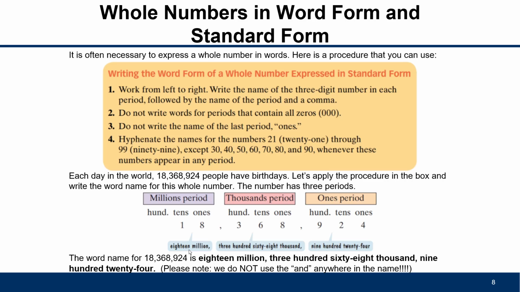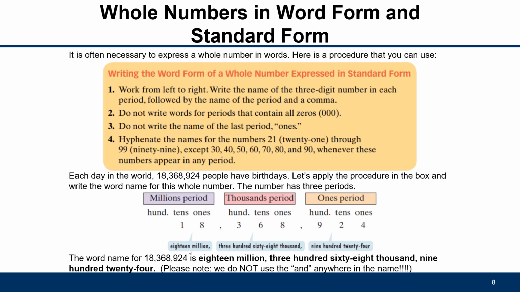If we want to write the word form of a whole number that's expressed in standard form, remember standard form is just the number that we're used to seeing, just the digits with commas. Then what you want to do is work from left to right, and write down the name of the 3-digit number in each period, followed by the name of the period and a comma. You don't want to write words for periods that contain all zeros. You also don't want to write the name of the last period as ones.